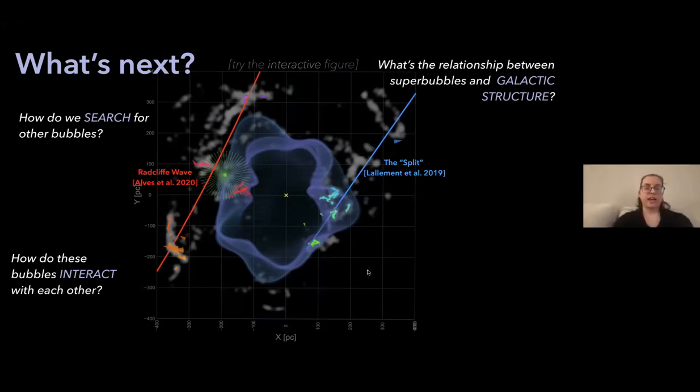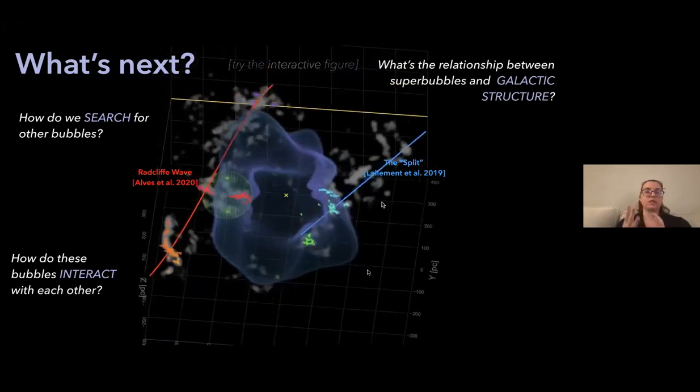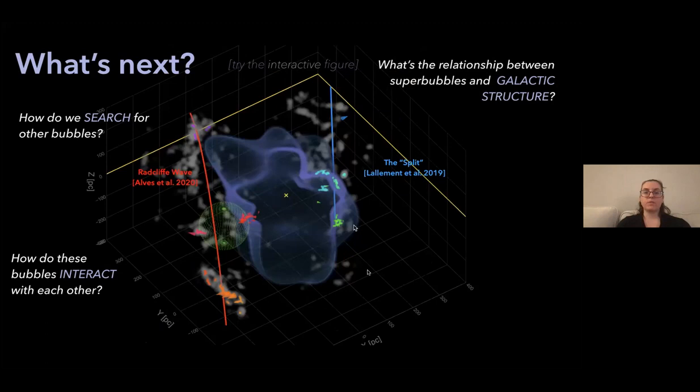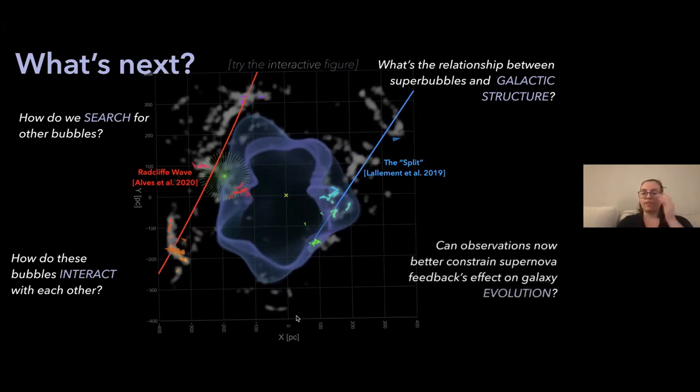And so if you look at how the local bubble is affecting the gas on very large scales, you can see these arc-like morphologies being crafted into the arms. So you can see how these bubbles interact with their larger scale galactic environment. So understanding the interplay between galactic dynamics and superbubble evolution is also something that we're actively looking into. And then finally, we want to know whether observations can better constrain supernova feedback's effect on galaxy evolution.